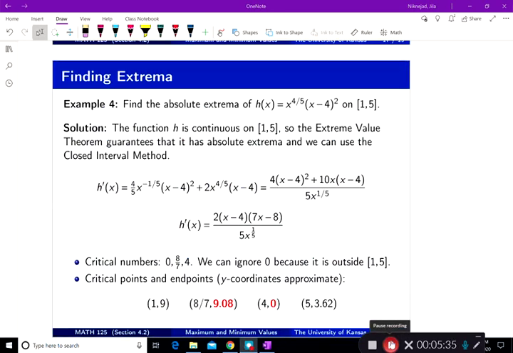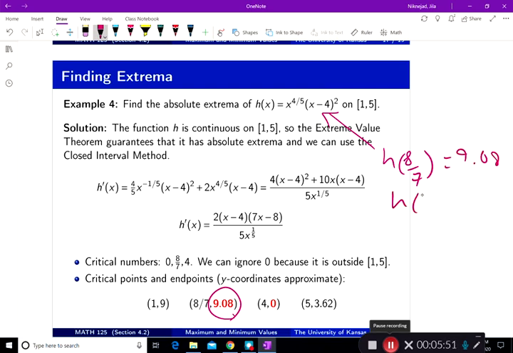Now let's say we plug in 8 over 7 in here, and the answer is approximately 9. So I'm sorry, h at 8 over 7 gives me 9.08, and h at 4 we decided gives us 0 because you plug it in. And then what else is remaining? You have to check h at 1 and h at 5.